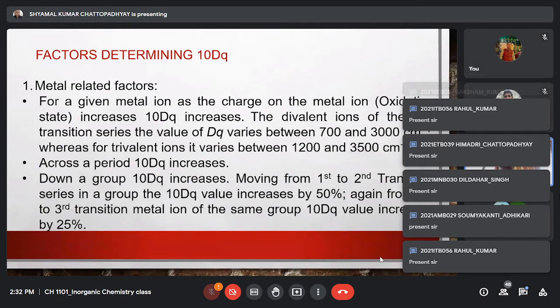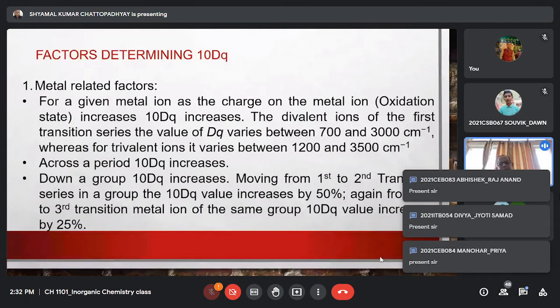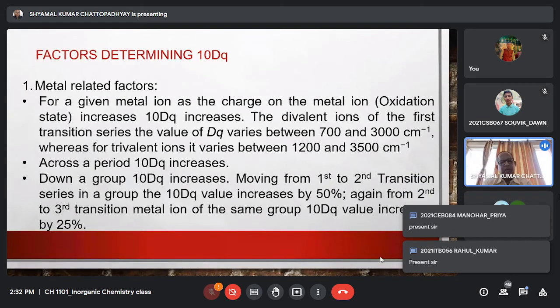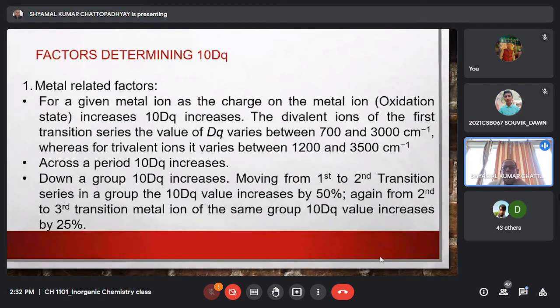So we have seen that regarding the metal related factors, for a given metal ion, as the oxidation state of the metal ion increases, 10 Dq increases. So if you have a ferrous ion and ferric ion, obviously ferric ion will have greater 10 Dq value using the same ligands compared to ferrous. Similarly, cobalt 3 plus will have higher crystal field splitting with some given ligands compared to cobalt 2 plus.